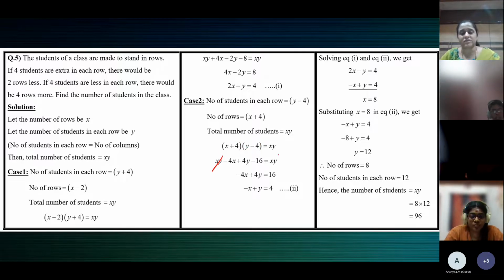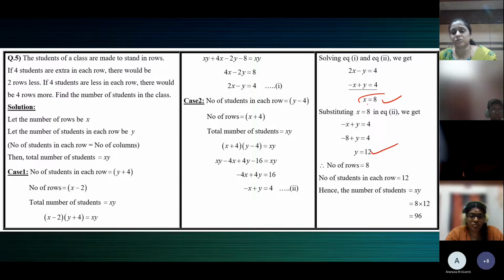Xy on either side gets cancelled. Then this is the x term, y term, take the number to the other side and divide the equation throughout by 4. Divide by 4, divide by 4, divide by 4. And that's your second equation. Solve the two equations for x and y.